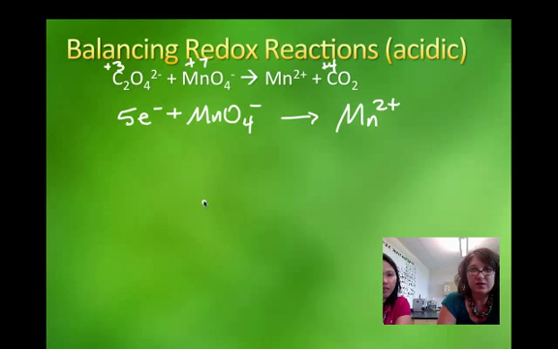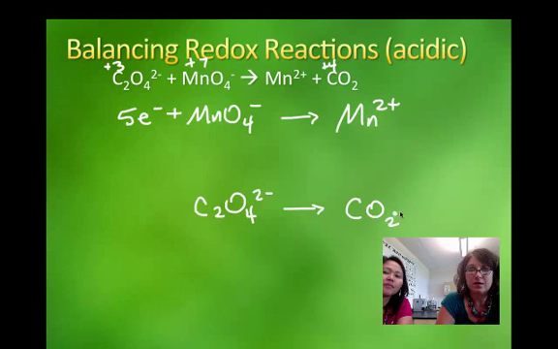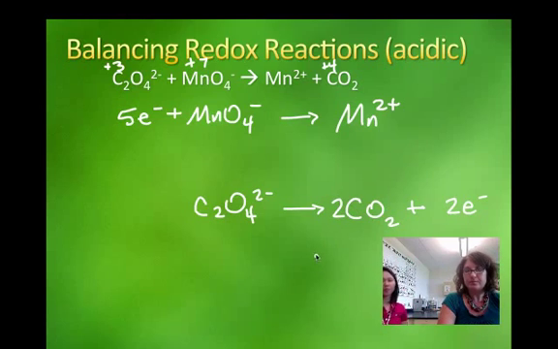Now let's do oxalate, C2O4. We know that it oxidized, because it went up from 3 to 4. That means it gave away 1 electron for each carbon. But there's 2 carbons here, so 2e. And I'm going to go ahead and balance the carbon. Great. So now everything except for oxygen is good to go.